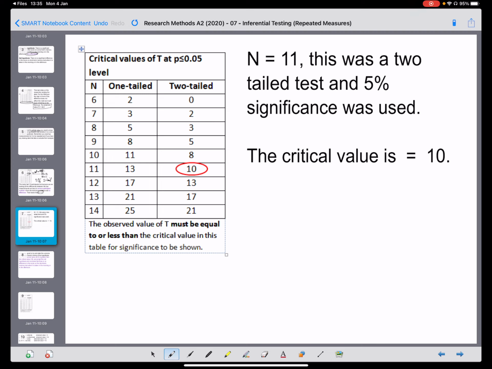In this particular case, we can ask the question: the observed value of 26.5 must be equal to or less than the critical value of 10. Must be equal to or less than, oh, that doesn't make any sense, so therefore it's insignificant.